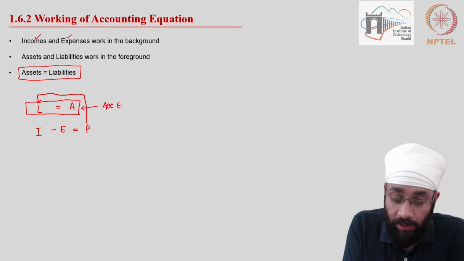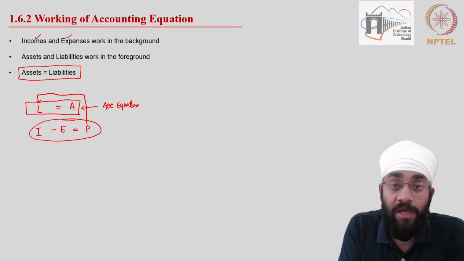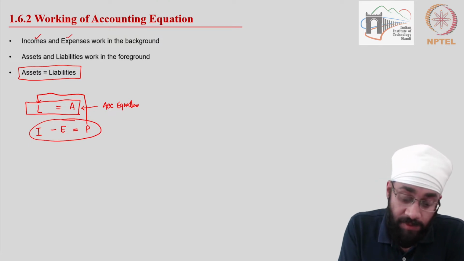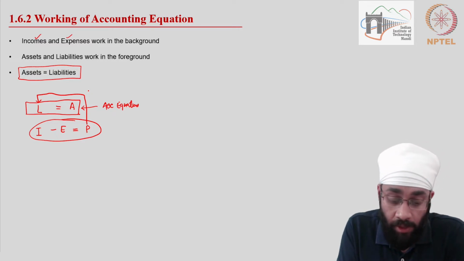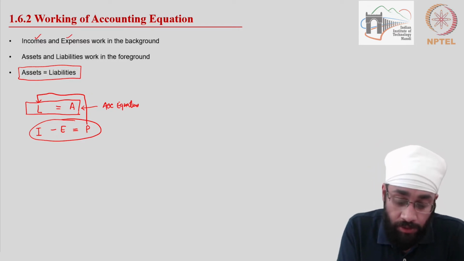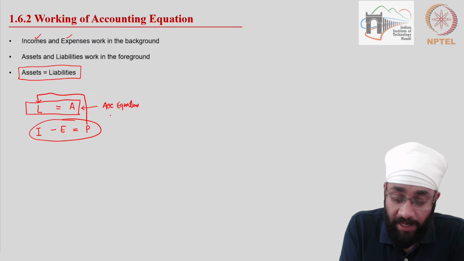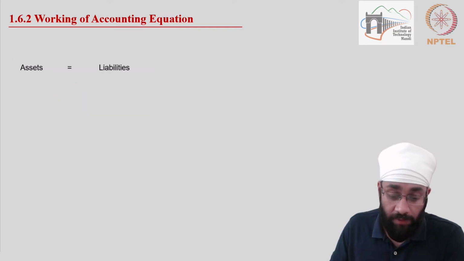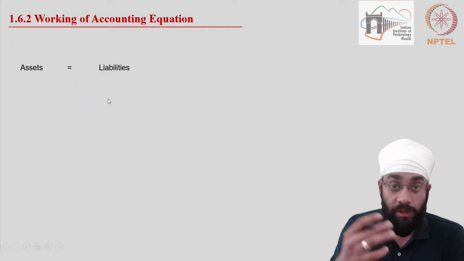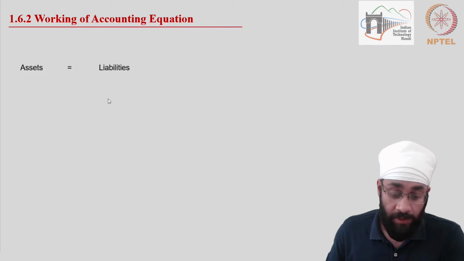So this is the accounting equation, and the other equation that you have for profit is basically channeling inputs into the liability side of the accounting equation. So that is what I meant when I said accounting equation is the foreground of the whole thing, and this is the background of the accounting equation. Okay, let's move forward and look at the working of accounting equation.